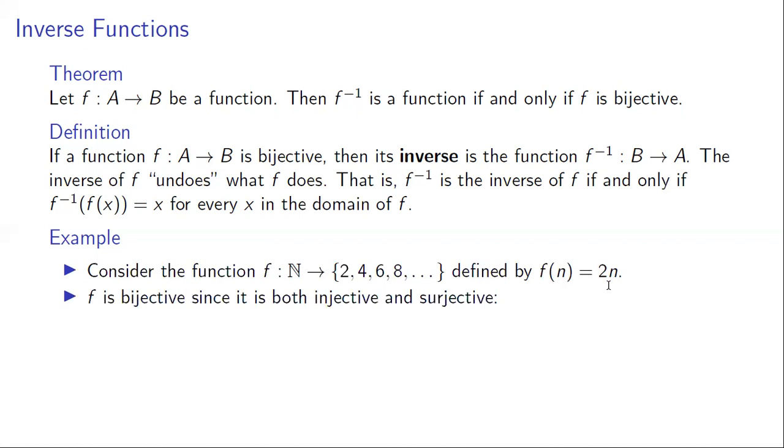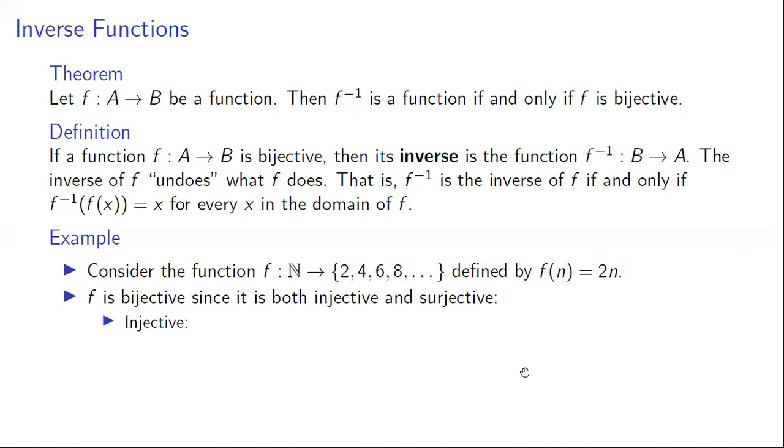Now, I'm going to show you that f is a bijective function, and I will show this by showing that it is injective and surjective. Remember that when a function is injective and surjective, it is automatically bijective. So let's see whether the function is injective and surjective.